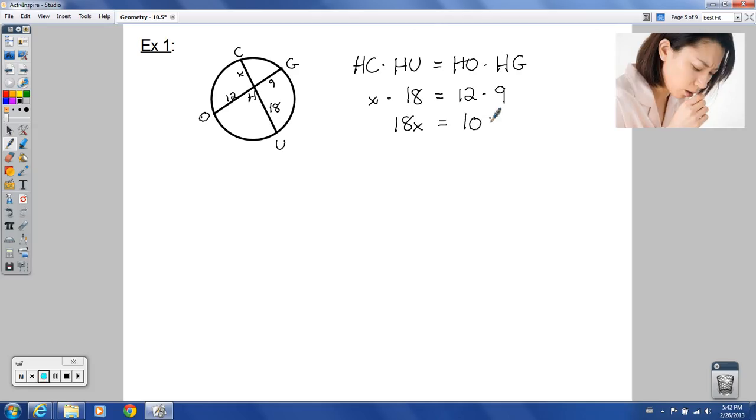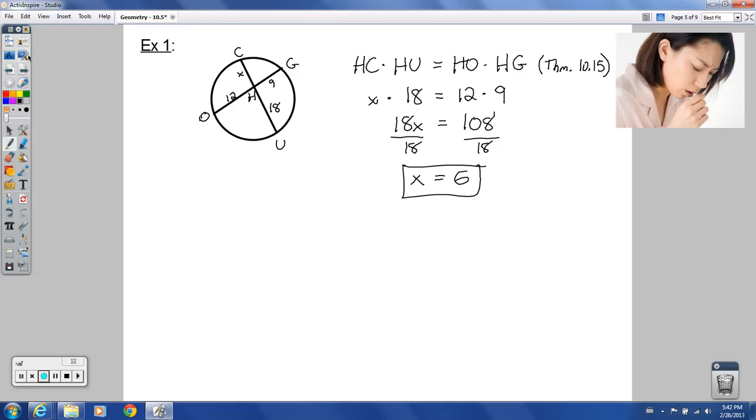So this is going to be 108, and 18X, divide by 18. And your answer falls right into place. X equals 6. Let's write this up there. This was true by Theorem 10.15. So if you had to give a justification for that, that's Theorem 10.15. That's why that works out.